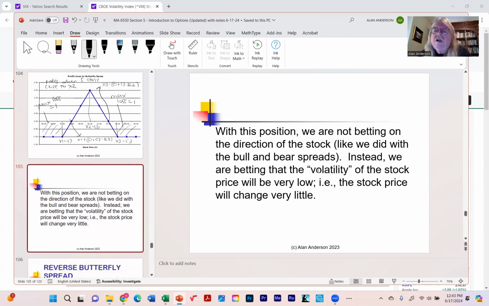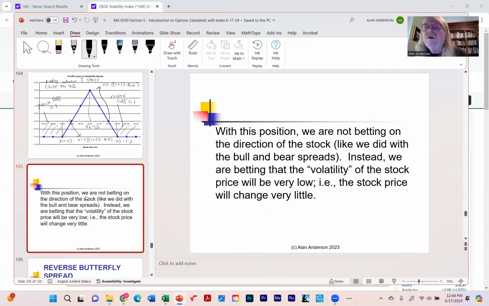Okay, so we're not betting on the direction of the stock like we did with bulls and bears. We're betting on the volatility being low, meaning that the price will hardly change at all. Like imagine yourself in a sailboat and you're betting that there won't be any wind today. So I guess if you had a boat that has a sail but also an engine, on a day like that, you would bet against the wind by bringing gas on board in case you need to use your engine.